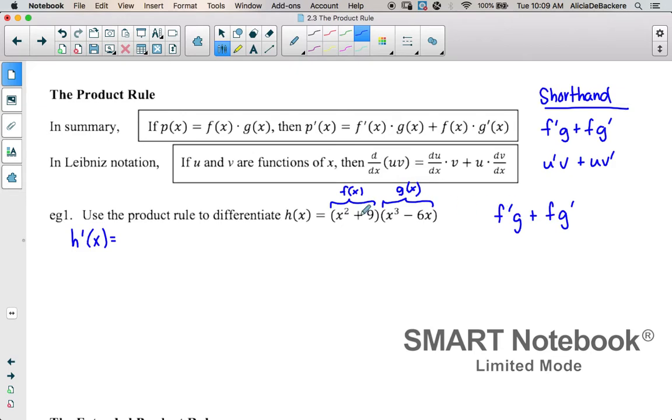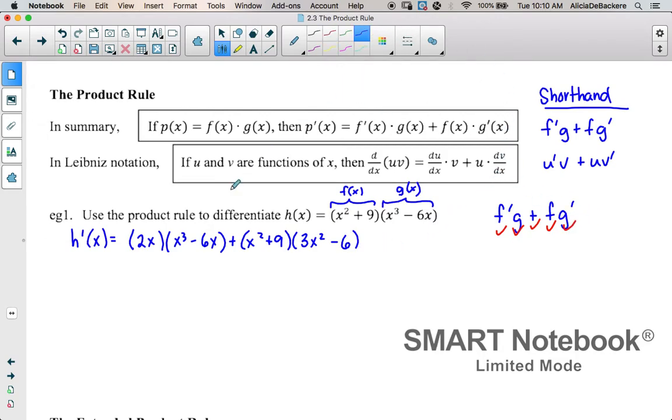I'm going to take the derivative of the first bracket, and we know that the derivative of that first bracket is just 2x, times the second bracket. I'm not changing anything. So I've done the f prime now, I'm moving on to g, and I'm just copying it down as it is. So now I'm done with the g, and now I'm going to add the original f. I'm not changing anything, just copying it down. So I've got the plus, I've got the f, and now finally I need to take the derivative of g. So taking the derivative of x to the power of 3 is 3x squared, and taking the derivative of minus 6x is just negative 6. And finally, we're done with the product rule.